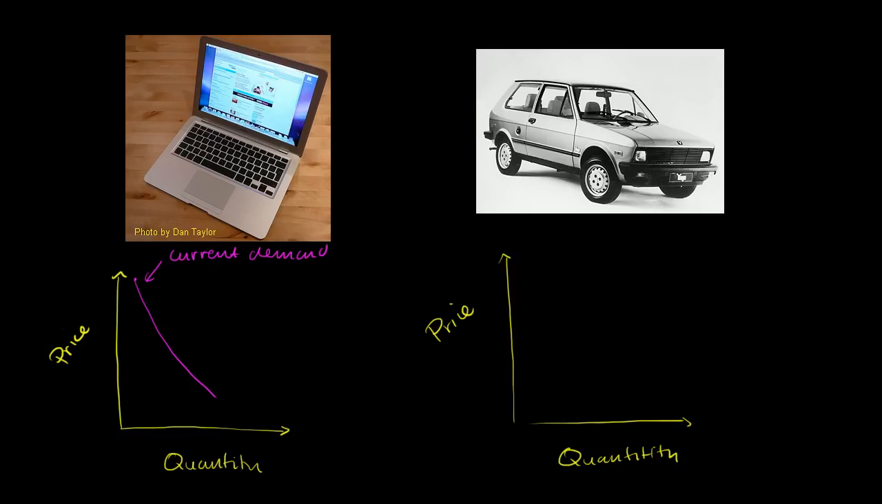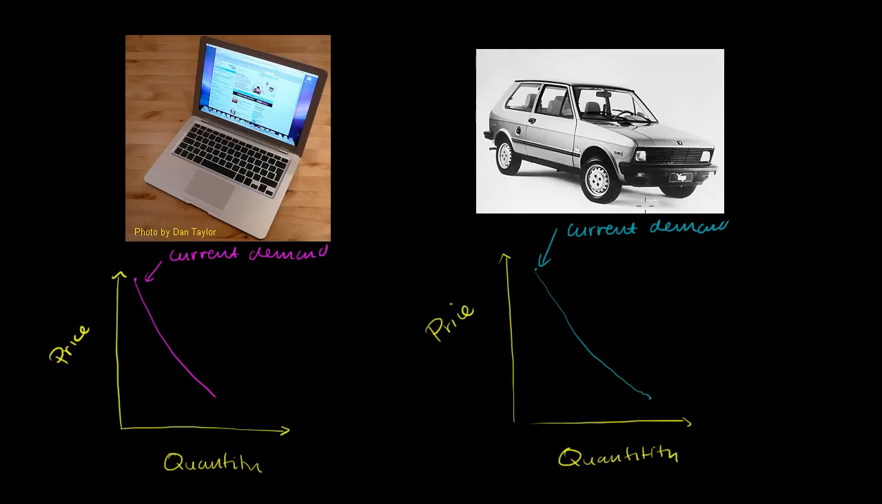Now we could draw a similar demand curve for this very cheap automobile. If the price is high, very few people are going to want to buy it. And I'm not going to even specify what the price is, but this is a general idea. If the price is higher, fewer people are going to want to buy it. If the price is lower, more people are going to want to buy it. So its demand curve will also have this shape. From the top left to the bottom right, it satisfies the law of demand. So once again, that is the current demand.